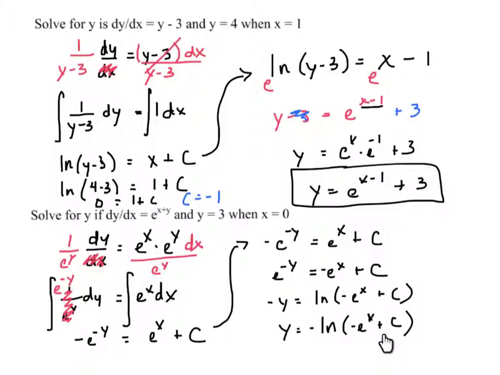I'm actually going to stop there. But the big thing is it's always the same 3 steps. You separate, y is on one side, x is on the other. You integrate, and then you solve for y and the constant. And that's it.